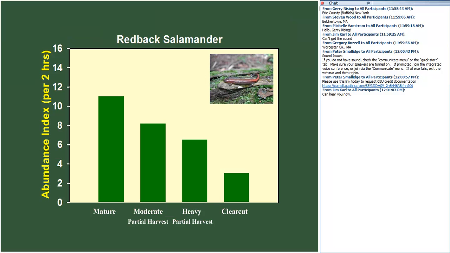So this slide shows what happened in terms of the response of redback salamanders. Redback salamanders are our most abundant salamander in Northeast forests. They're also the most abundant vertebrate animal in Northeast forests. We have many, many of them. Amphibians are very sensitive to heat and to dryness. They don't have anything to protect them from losing moisture from their bodies. And so, as you might expect, what they found in the different forest condition categories for redback salamanders was that as you opened up the canopy, allowed more light and heat to penetrate into the forest floor, you found fewer and fewer redback salamanders.